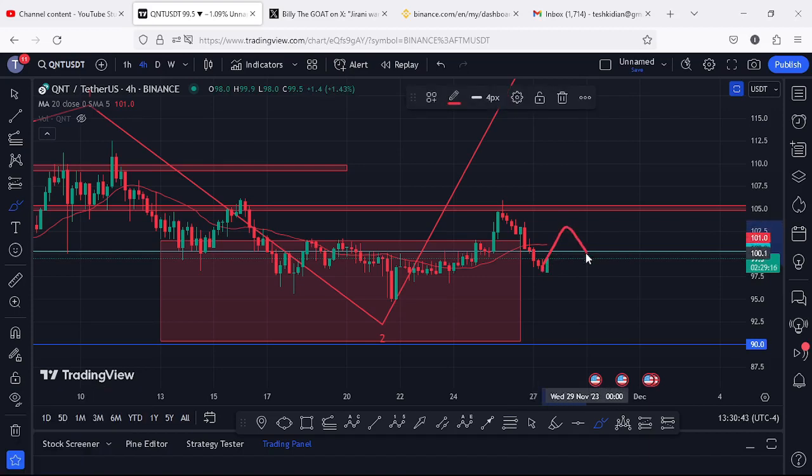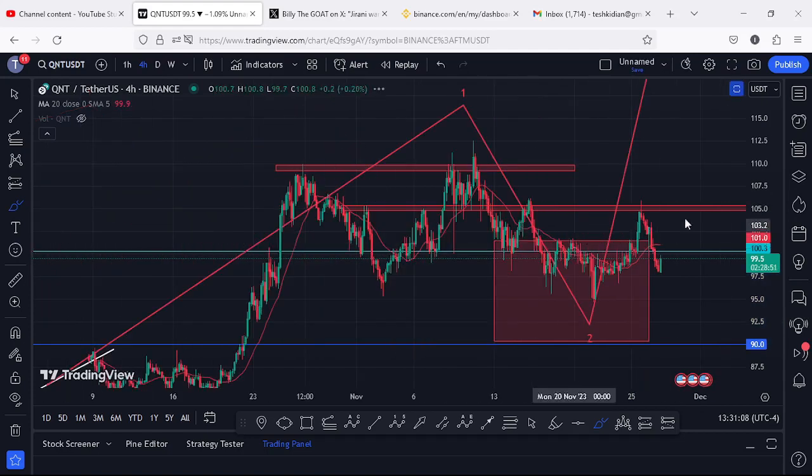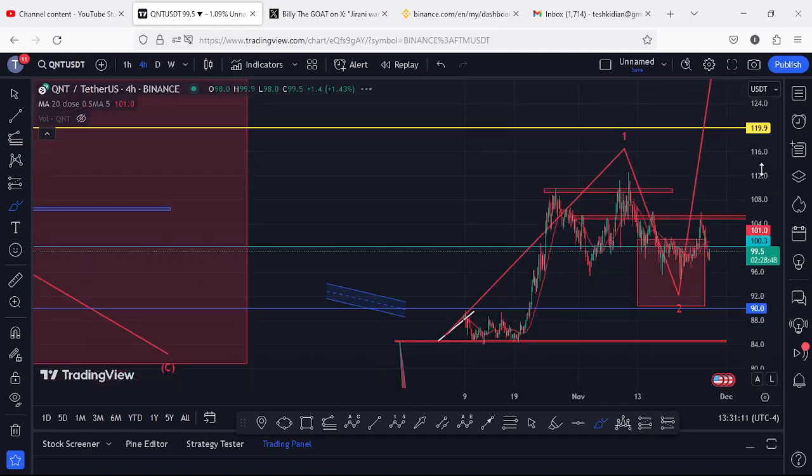Then I will be expecting QNT to give us a pump to the next key area of resistance at around the $105 mark. We also need to have in mind that we can also get rejected at that key area of resistance, and in case such a movement plays out, then we need to continue holding above support at around the $90 mark.